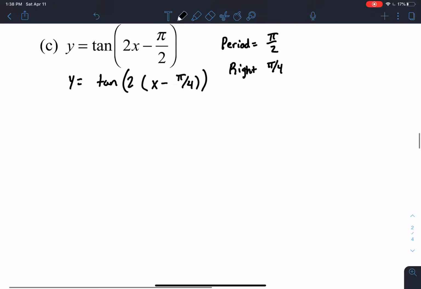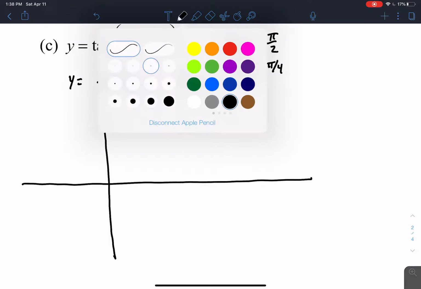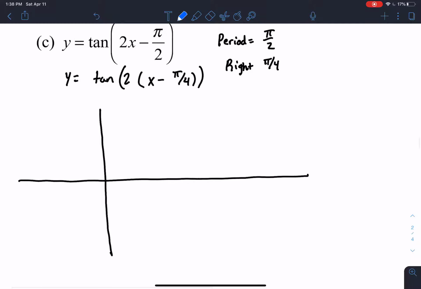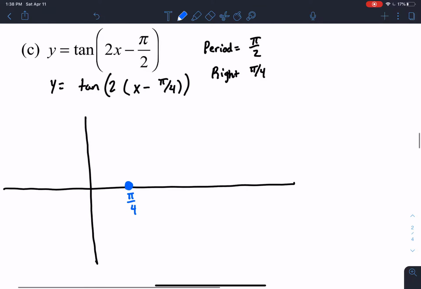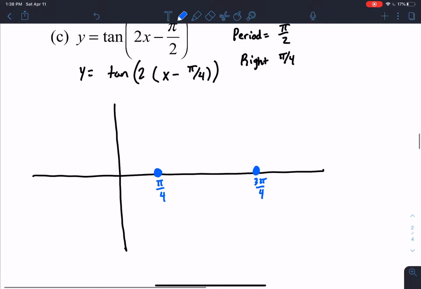All right, so that's going to change where I start my curve. Okay. Now, instead of starting at x equals 0, I have to start at pi over 4 because I'm moving my entire graph right pi over 4. So I have pi over 4 now is going to be my first point. Okay. So 1 period away from that, right, is going to be 3 pi over 4. All right, and then 1 period away in the other direction is going to be negative pi over 4.